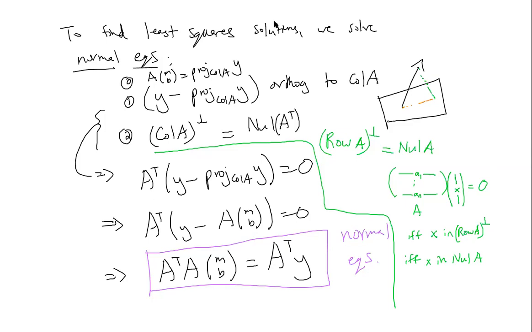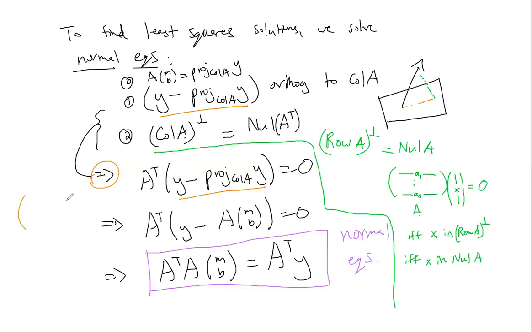How did I get this one? So the question is, how did I get this equation? That's because I combined 1 and 2. So 1 says that this vector, y minus projection, is orthogonal to the column space of A. And then 2 says that anything orthogonal to the column space is in the null space of A transpose. So this thing is orthogonal to the column space, which means it's in the null space of A transpose. And that's this definition. That A transpose times this vector has to equal 0. Which is exactly the same reasoning as why this is true on the right-hand side here.